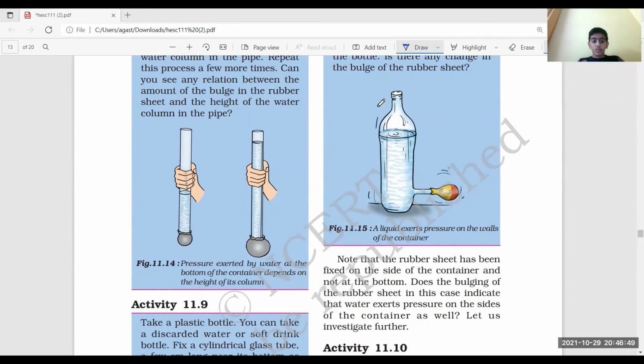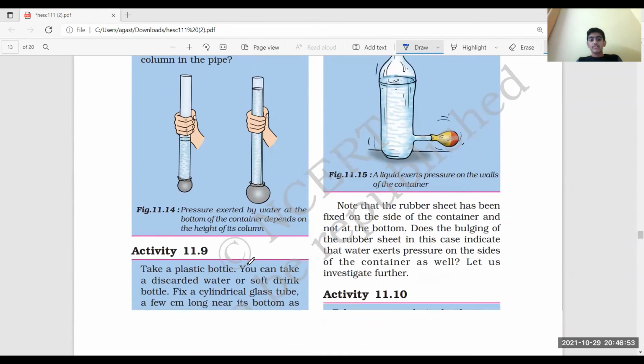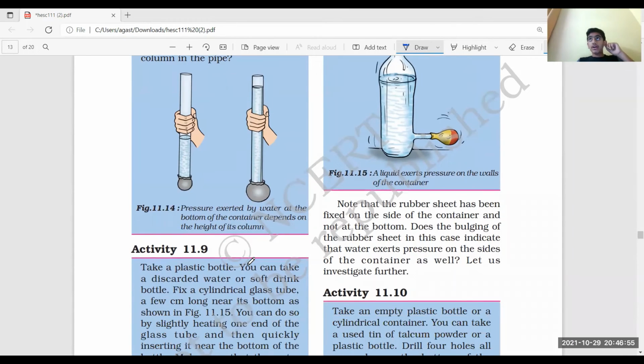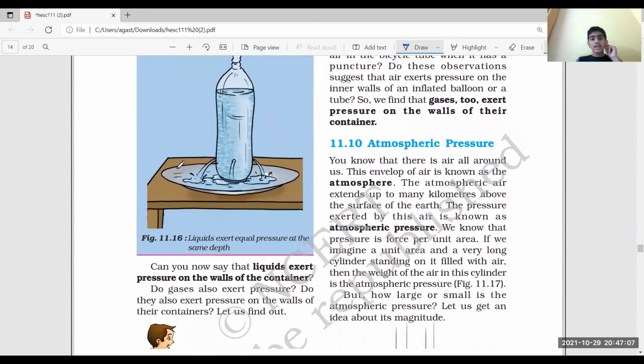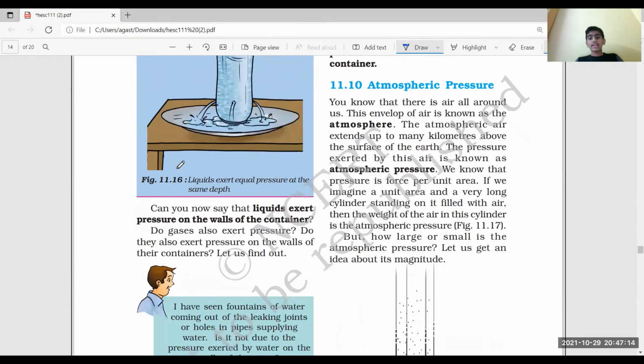The pressure exerted by water at the bottom of the container depends on the height of its column. This is the main thing: it depends upon the height of the column. Depending upon it, pressure is exerted by water at the bottom of the container. Now, gases also exert pressure on the walls of the container, similarly to liquids. When we talk about atmospheric pressure, the pressure exerted by air is known as atmospheric pressure.